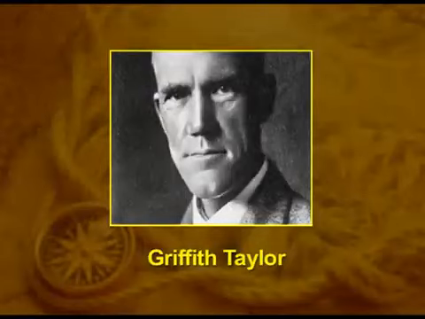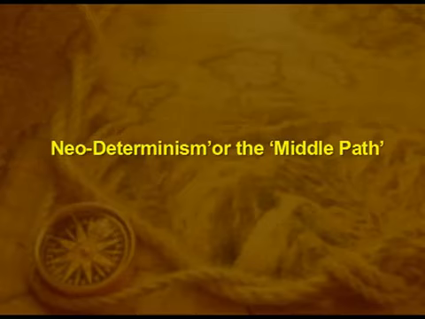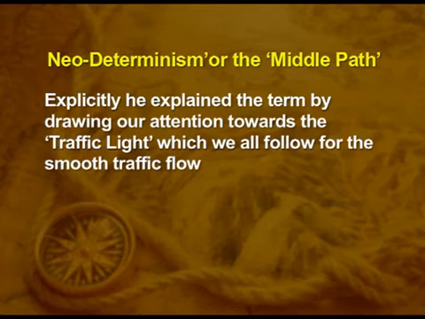Now we see another concept which was coined by Griffith Taylor. He gave the concept of neo-determinism or the middle path. Explicitly, he explained the term by drawing our attention towards the traffic light, which we all follow for the smooth traffic flow. When we look at the red signal, we stop. We wait and do not move until the light turns green. If we dare to do so, it might be fatal for us.